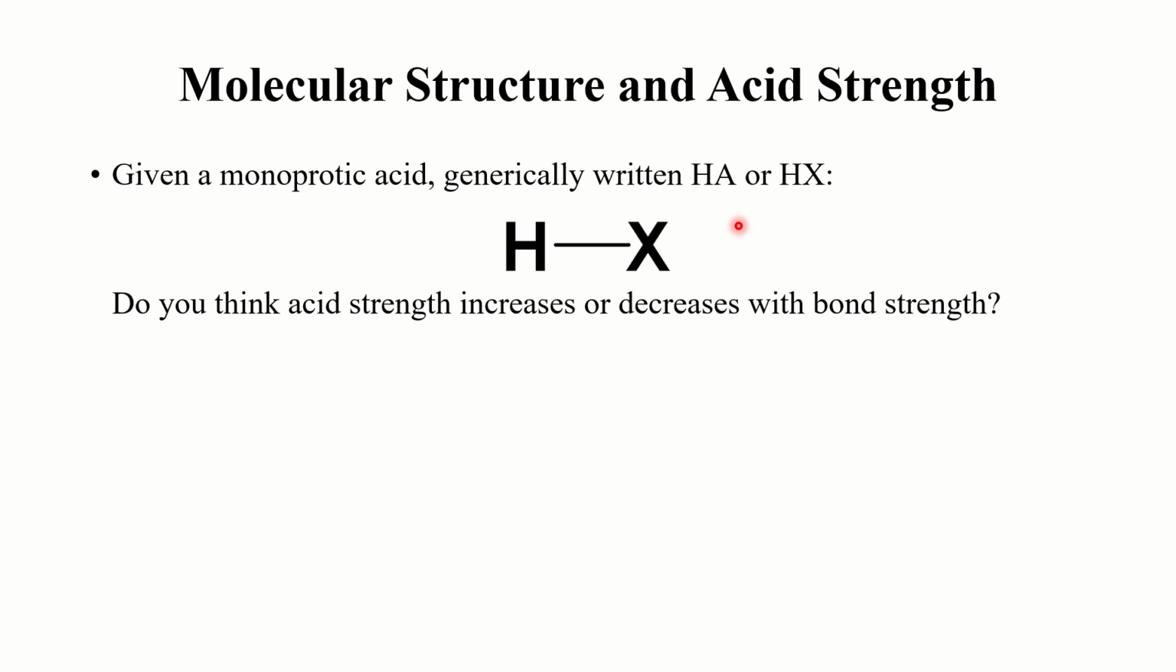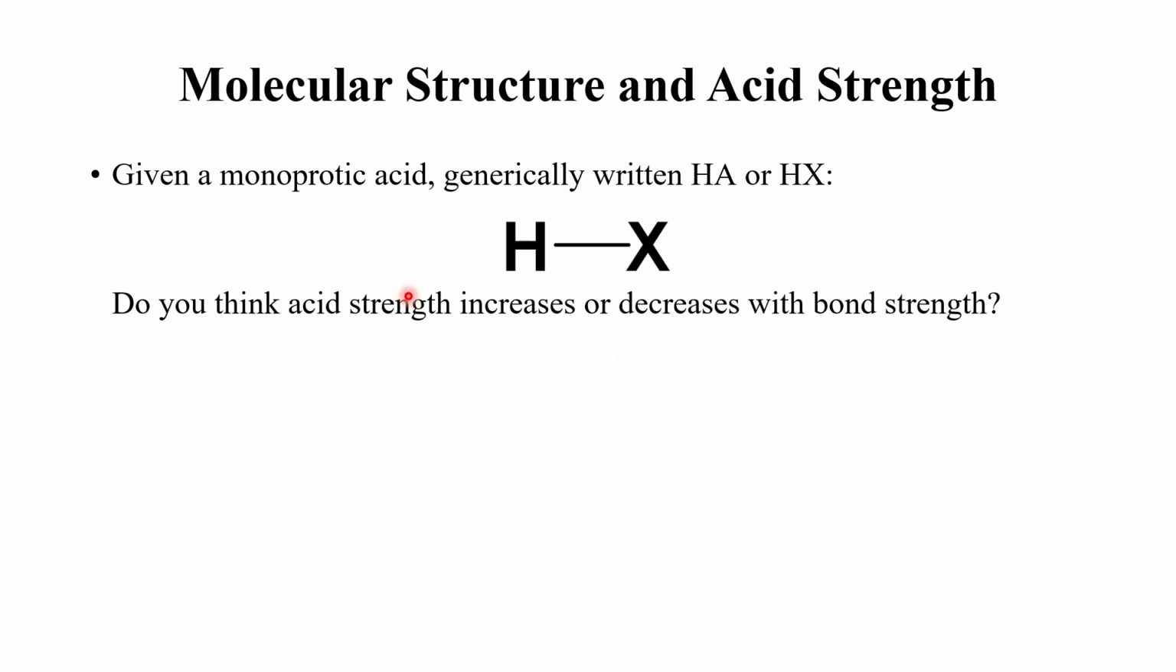All right, last topic to talk about in this lecture is molecular structure and acid strength. Given a monoprotic acid, which will generally be written as either HA or HX, H for the acidic hydrogen, and then you will see either A or X used to denote whatever the anion is that's paired with that acidic hydrogen. First question is, do you think that acid strength increases or decreases with bond strength? So I would like you to pause the video and consider this question.